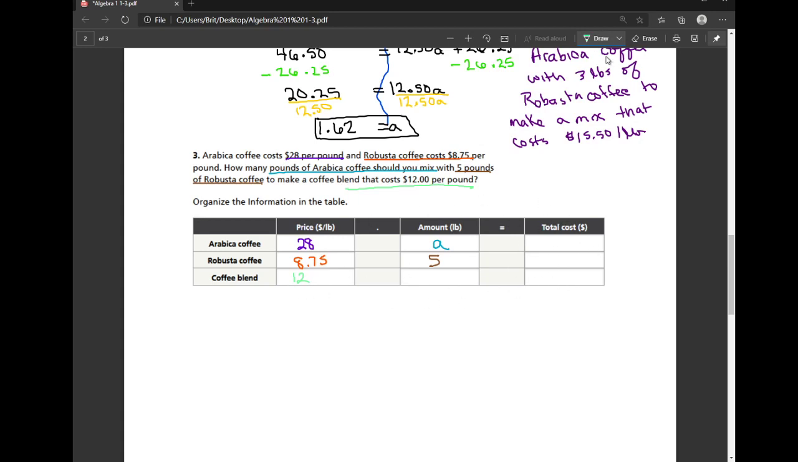Remember, now we need to go ahead and fill out our totals columns. So I'm going to put our little multiplication dots, put our equal signs. Going down this column, the coffee blend is the Arabica coffee plus the Robusta coffee. We know that we're mixing different pounds, right? Across the top here, the Arabica coffee at $28 per pound with an unknown number of pounds would be 28A. Now the Robusta coffee we know is $8.75 a pound times 5 pounds would be $43.75. And then to get the total cost of the blend, you would add those two together.